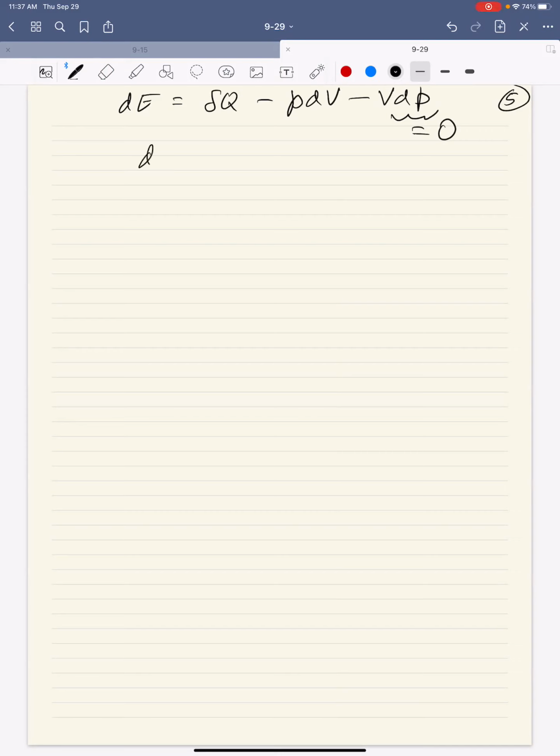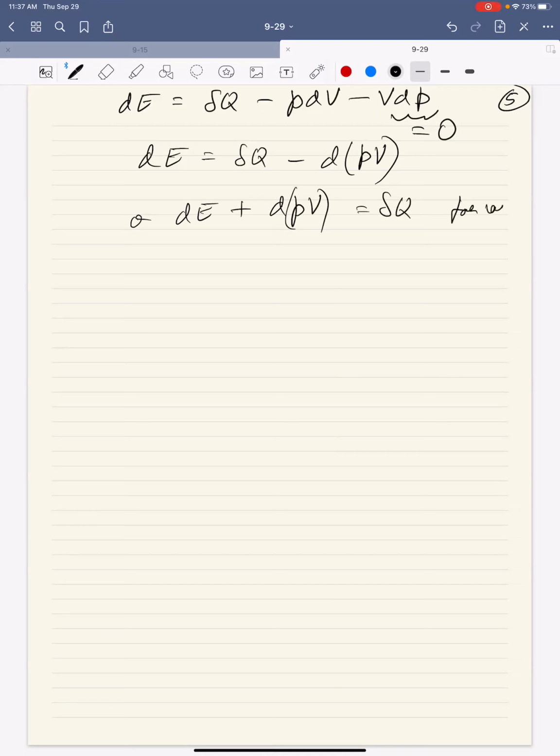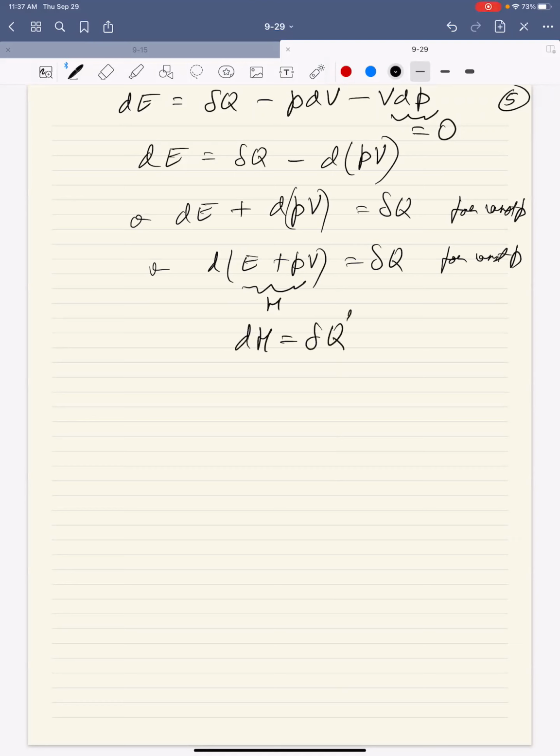What does that mean? That means that dE is equal to delta Q minus d of PV, right? Or dE plus d of PV is equal to delta Q for constant P process, or d of E plus PV is equal to delta Q for constant P. And this is what we defined as enthalpy, right? Therefore, dH is equal to delta Q, reversible or irreversible, for constant P.